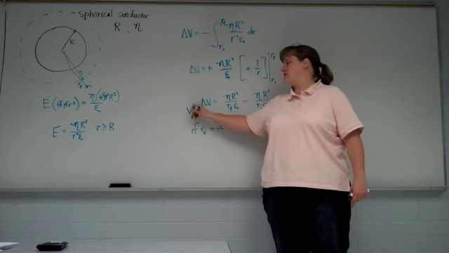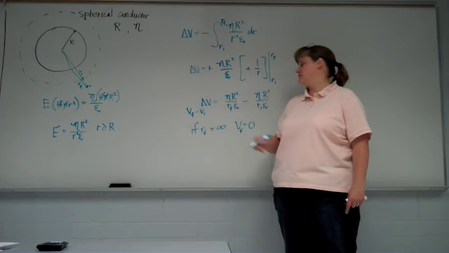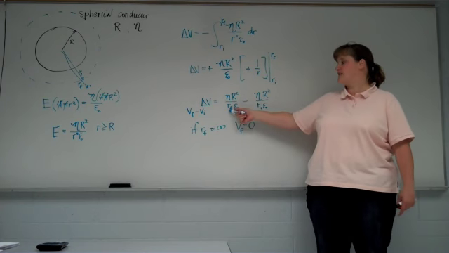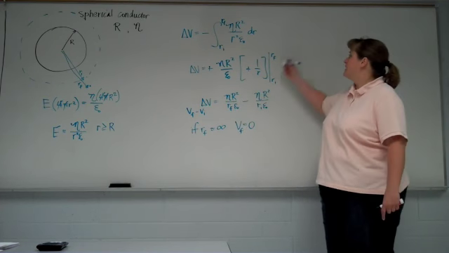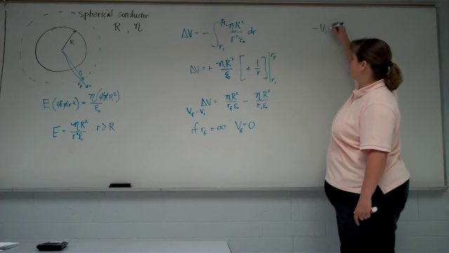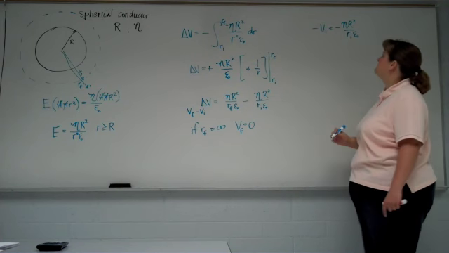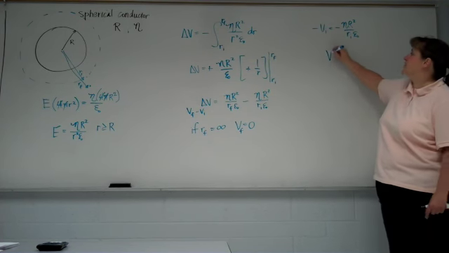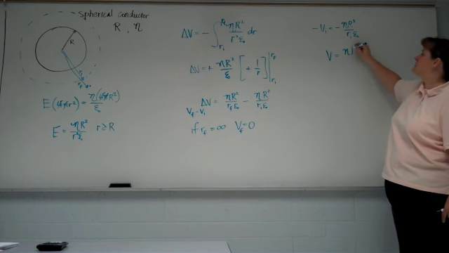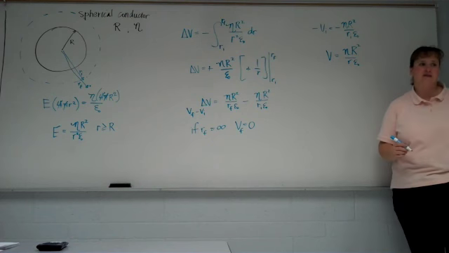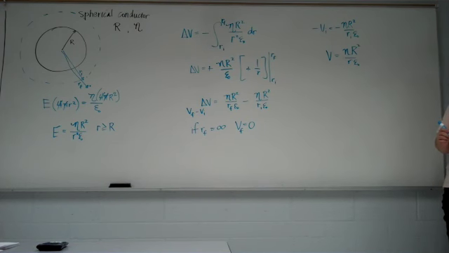Delta V, remember, is V final minus V initial. So if V final is 0 and r final is infinity, that makes this term go to 0. That tells us that negative V initial is equal to negative eta big R squared over r initial epsilon naught. So basically V, the potential at any point outside of our sphere, is equal to this.